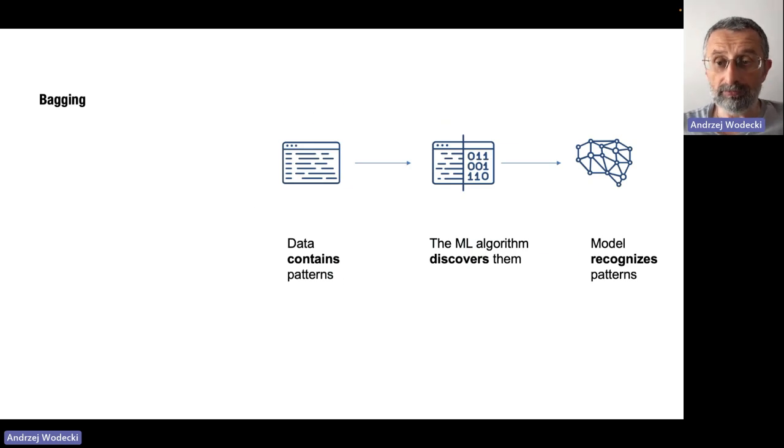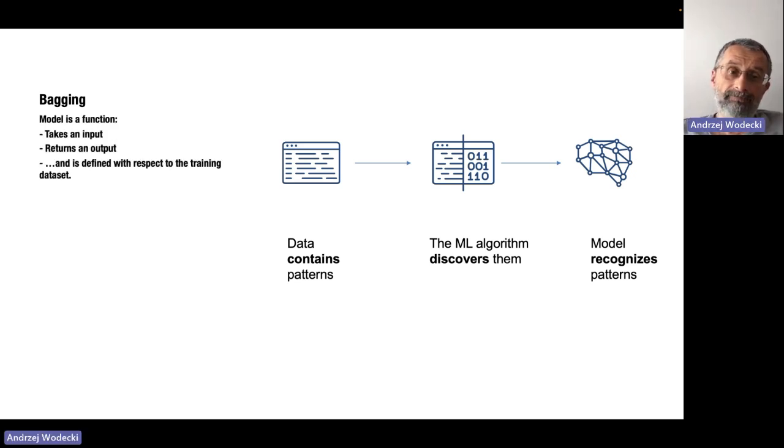And what's the rationale behind bagging? As you remember, the procedure which ends up with the model is the following. We assume that data contains some patterns. Then we have some machine learning algorithm which looks at this data to discover those patterns, and then saves those patterns as a model. So in that sense, later on in production, the model is a function. It takes some input and returns some output.